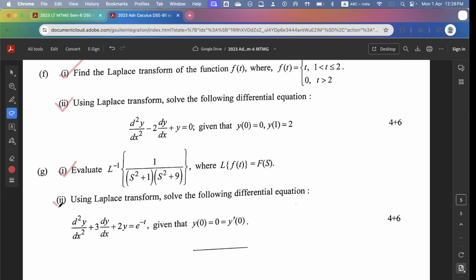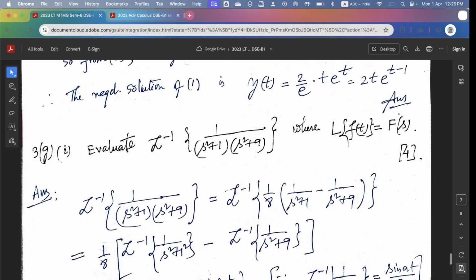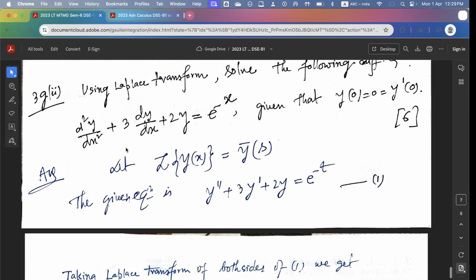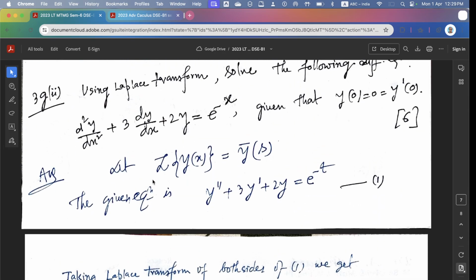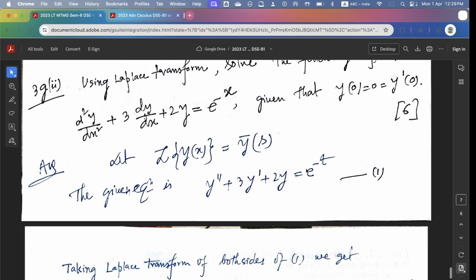Question 3G2. Using Laplace transform, solve the differential equation d2y by dx square plus 3 dy by dx plus 2y equal to e to the power minus t, given that y(0) equal to 0 equal to y dash (0). Question 3G. Let Laplace transform of y(x) be equal to y bar(s). Given equation: y double dash plus 3y dash plus 2y equal to e to the power minus t.